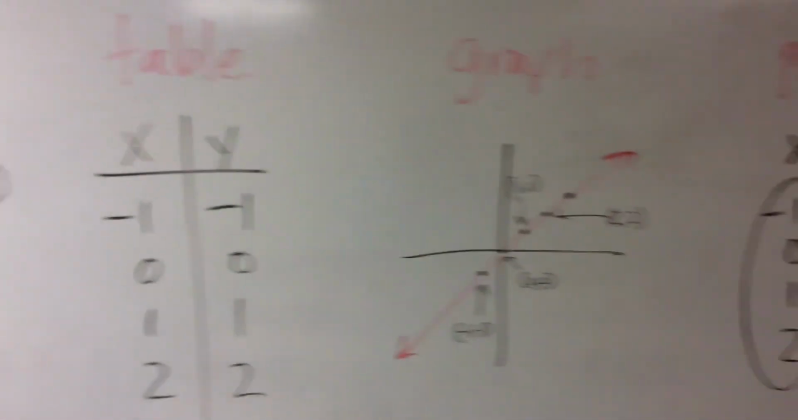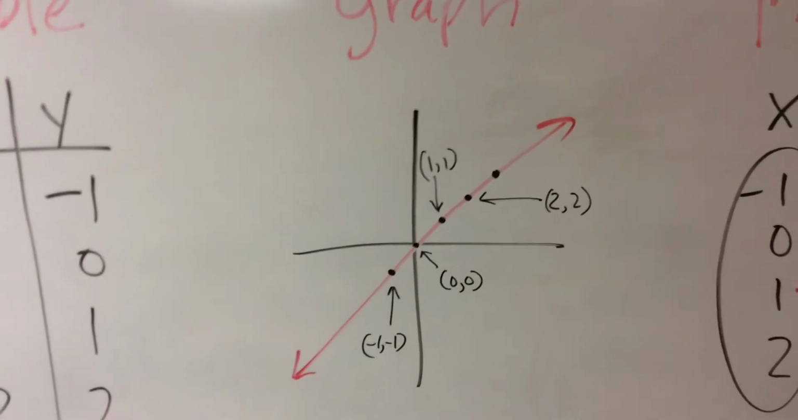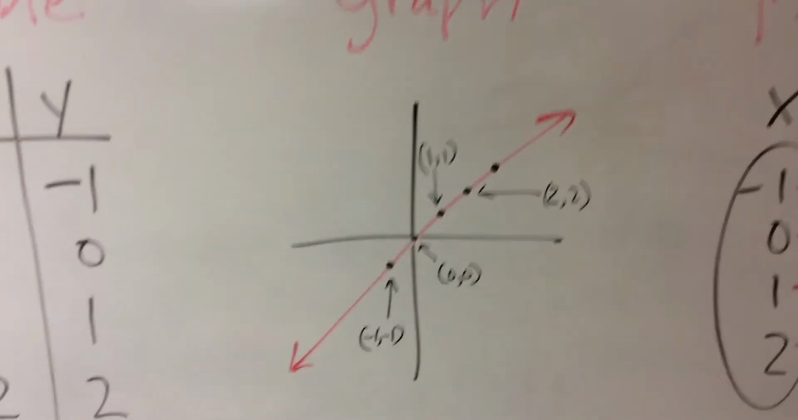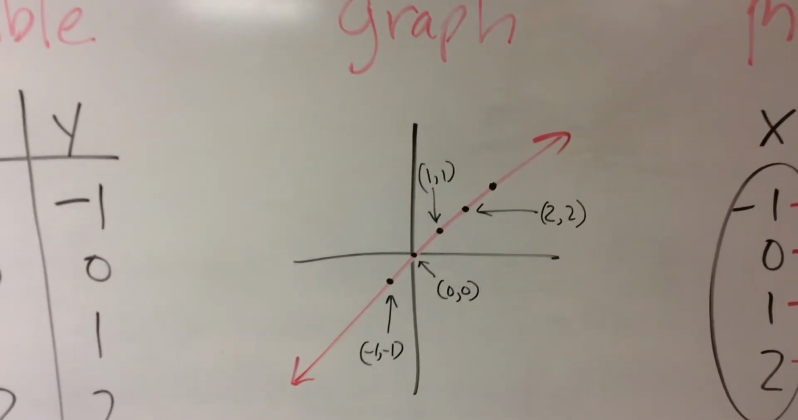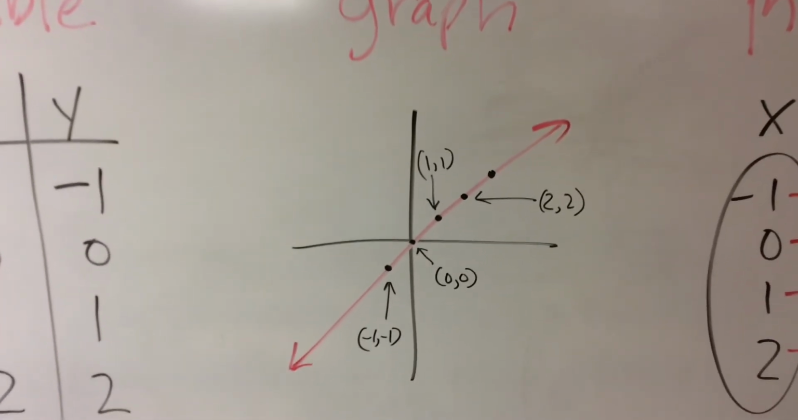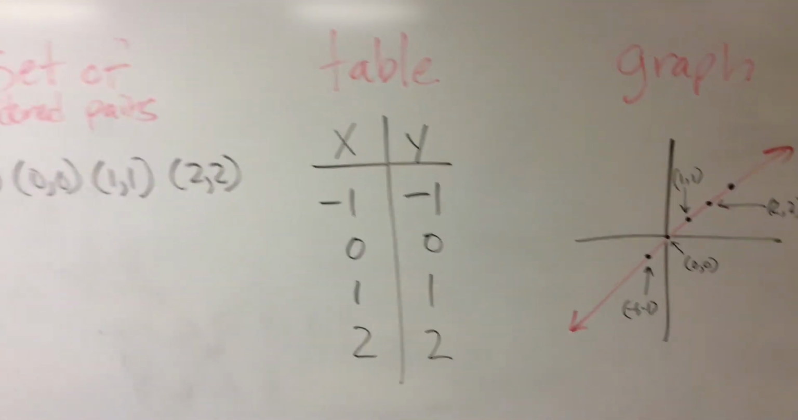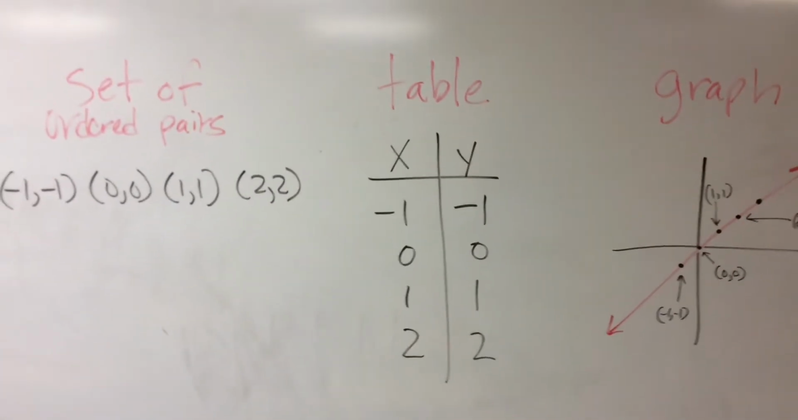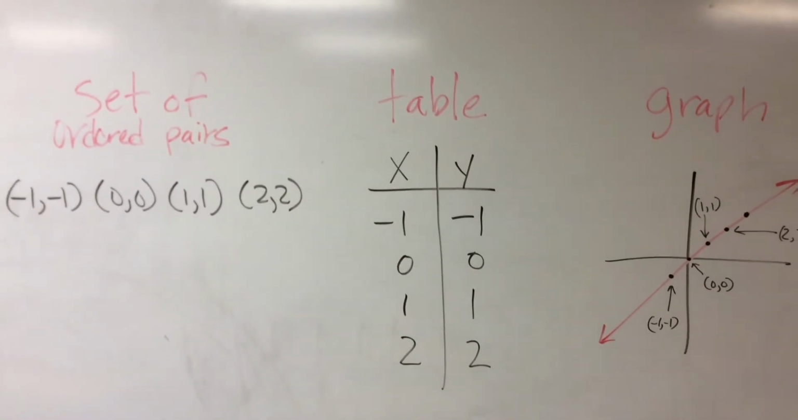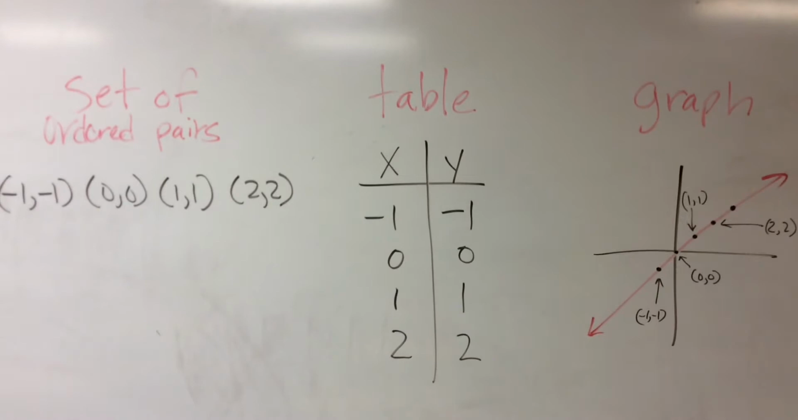Another way to show it is with a graph. The graph of that line, the red line going through, is the equation y equals x. I've plotted the points on there to show you that those are the same points that were on the table and that were part of the set of ordered pairs. You can find each point in every one of those three different representations.